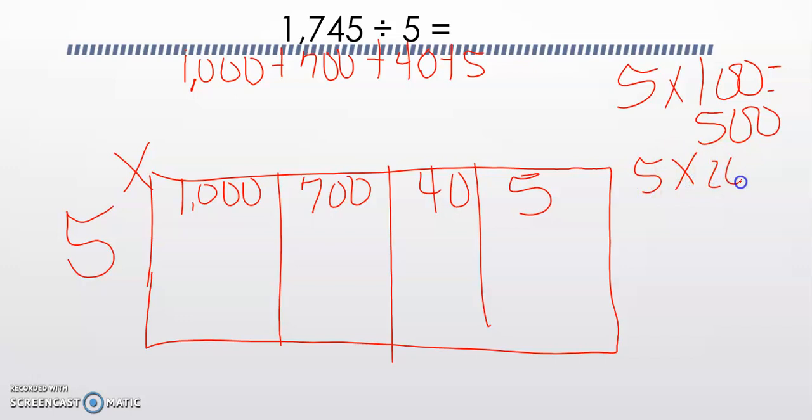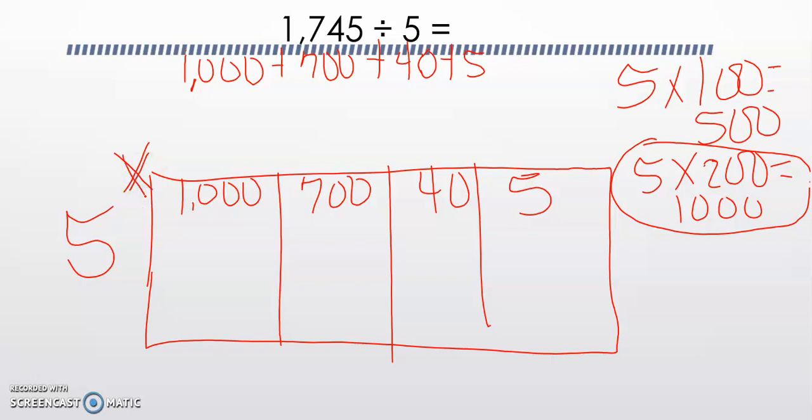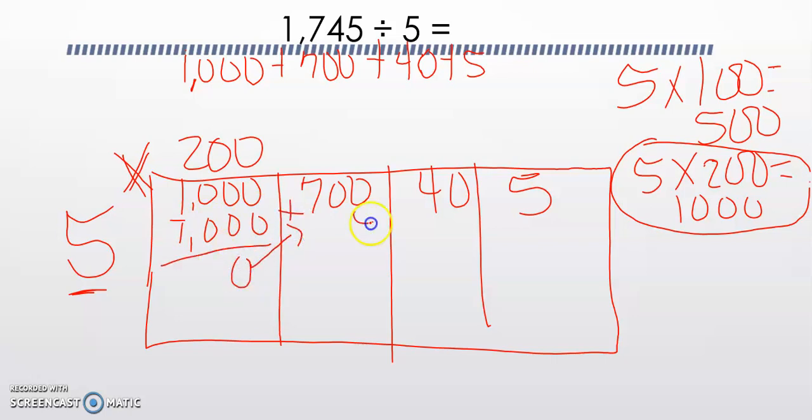5 times 200 equals 5 times 2 is 10 and 2 extra zeros. So there's my 1,000. Again, you're looking to find the exact number, but if not, you want to get as close as possible. So whenever you find it, that's a plus. So whatever I'm multiplying by, I multiply my divisor by 200. It goes on top. My answer goes inside. Subtract. I have 0 left. Whatever's left, add it to the next box.